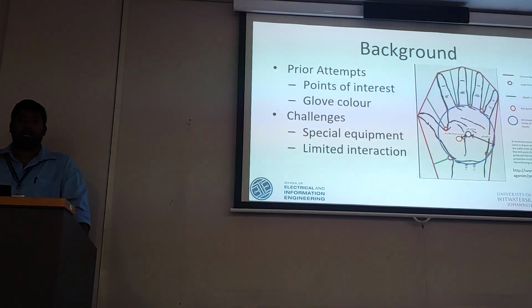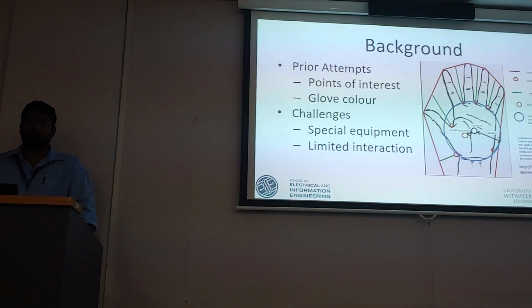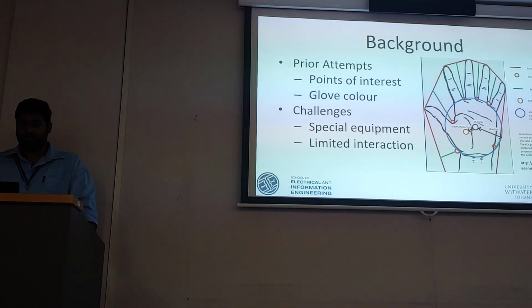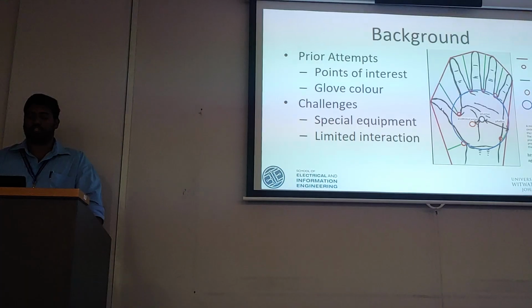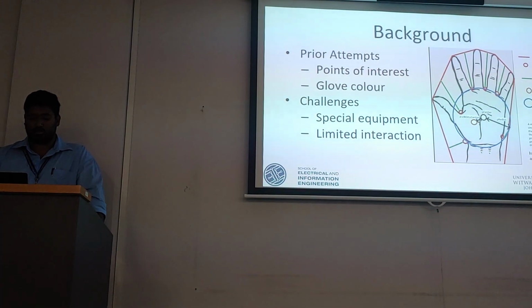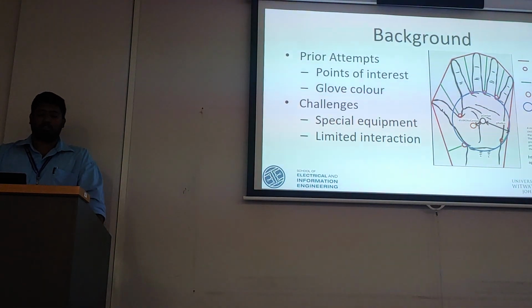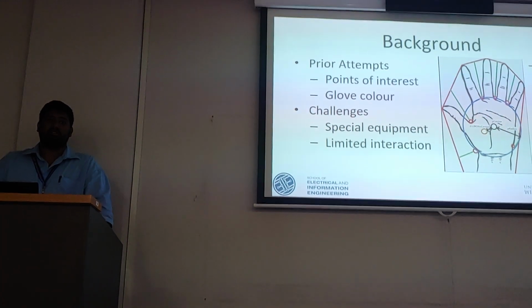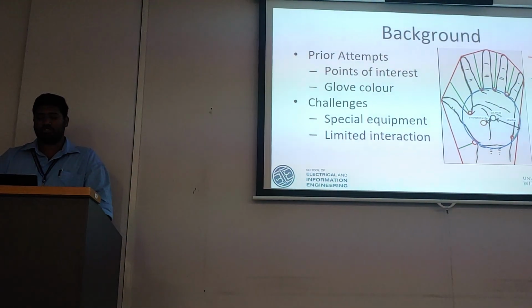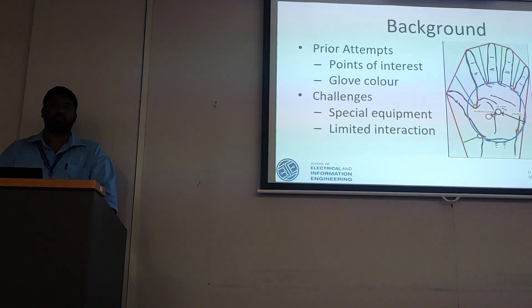Prior attempts to do hand gesture recognition involved looking at specific points of interest in the hand, such as convex lines, or using a glove of particular prominent colors that stands out. The challenge with hand gesture recognition is that it usually requires some special equipment, and the end system usually just has a limited interaction between the human and the computer.